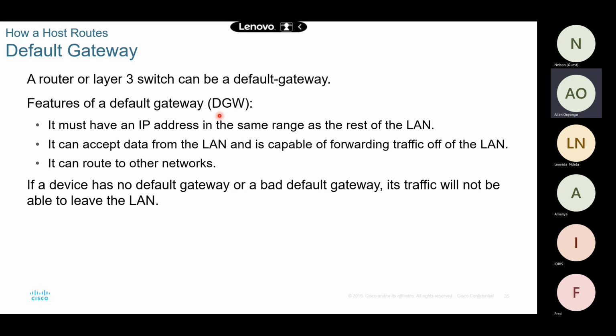A PC or a laptop or a mobile phone without a default gateway cannot access the rest outside of the LAN. And that's why any PC in the network, its IP address must be on the same network with the default gateway. The default gateway must have an IP address in the same range as the rest of the local area network devices, because it is the only connection between that network and another network. So it accepts data from the LAN and it can forward it to another LAN or even to the internet. Okay? And that means it can route traffic to the other networks. And that's why we have the word routing, the process of sending a packet from one network to another network. That can only be done by a default gateway.